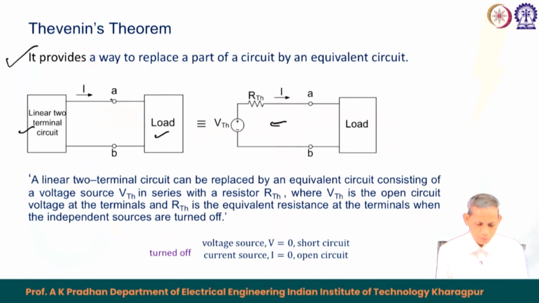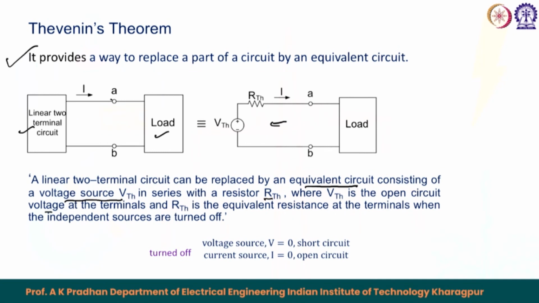So, the theorem states that a linear two terminal circuit, and linear circuit we have already defined, can be replaced by an equivalent circuit consisting of a voltage source VTH in series with a resistance RTH, where VTH is the open circuit voltage at the terminals.